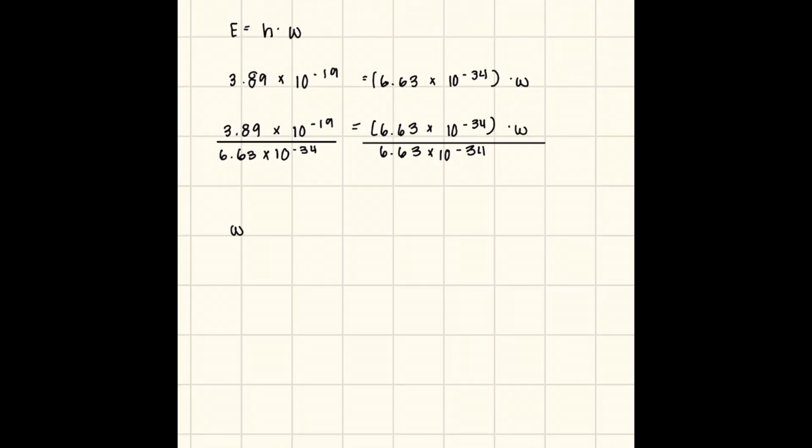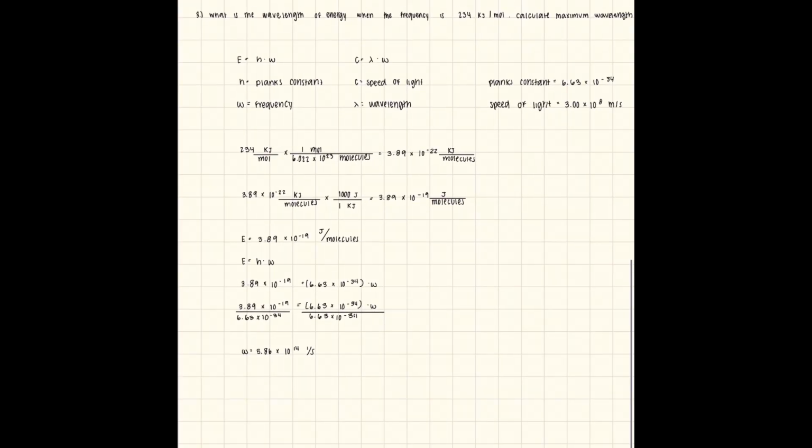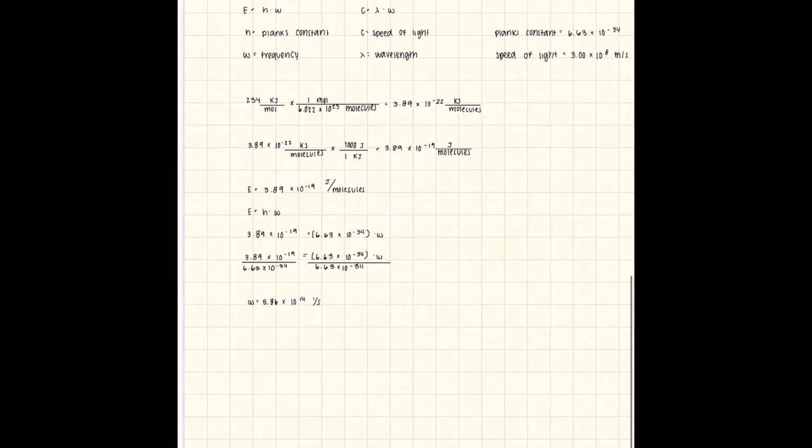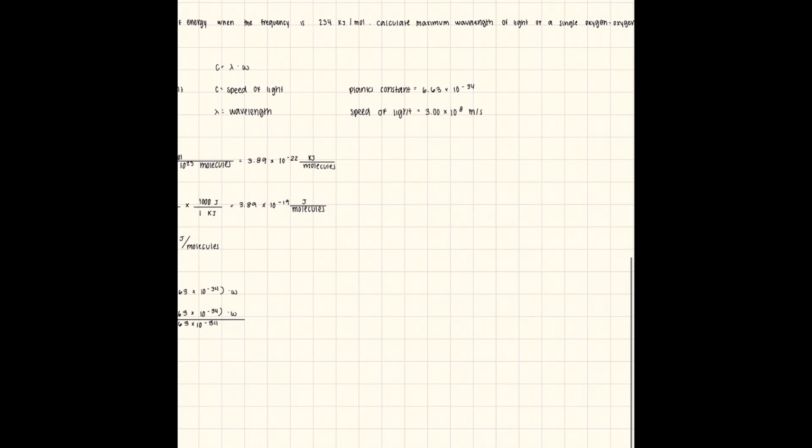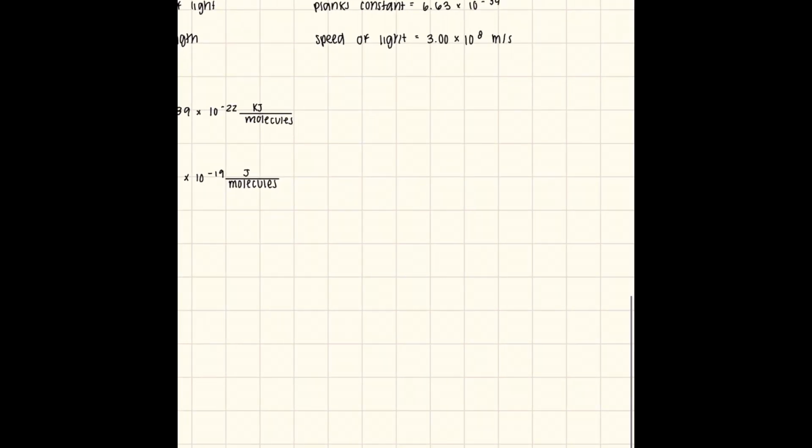So once you do that, we are going to figure out that our frequency is going to equal 5.86 times 10 to the 14th. So now that we have that, next we are going to use our speed of light equation, which is C equals wavelength times frequency. Once again, we are trying to find wavelength in this equation. So we have C equals wavelength times frequency.